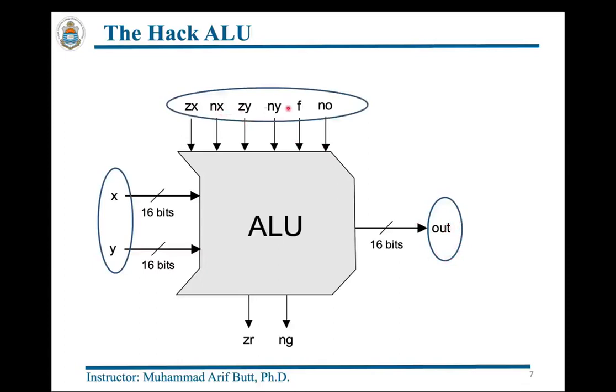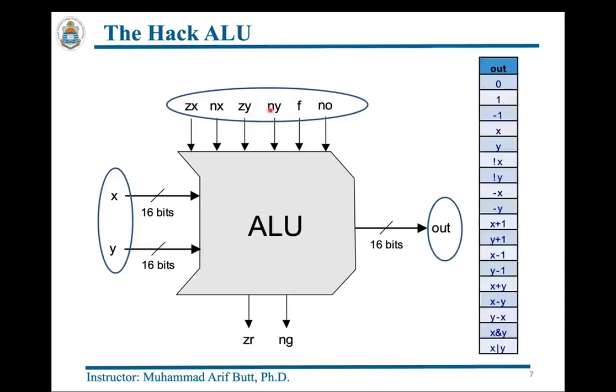The function or operation which our hack ALU will perform on the two inputs X and Y is determined by these six single bit inputs to the ALU. We will be referring to these 6 bits as the control inputs, which make up part of the instruction given to the ALU. Based on these 6 bits of instruction, our hack ALU will perform one of these 18 functions as shown over here.